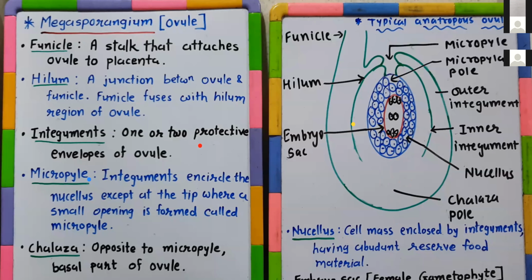There is something like hemitropous, and different varieties of ovule, which those who prepare for NEET should get from the reference books or even the internet. Well, I have completed the topic of megasporangium. You may even call it the ovule.